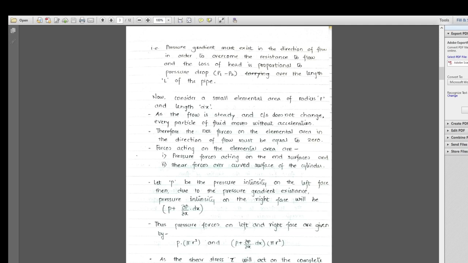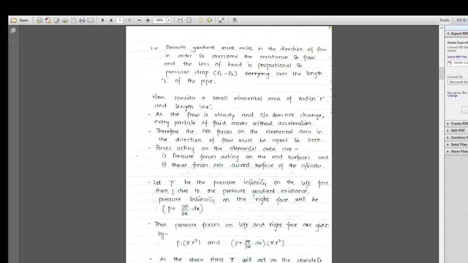Therefore, the net force acting on this elemental area in the direction of flow must be equal to 0. So what forces are acting on the elemental area? The first is the pressure forces acting on the end surfaces, and the second is the shear forces over the curved surface of the cylinder. There are two forces, pressure force and shear force.